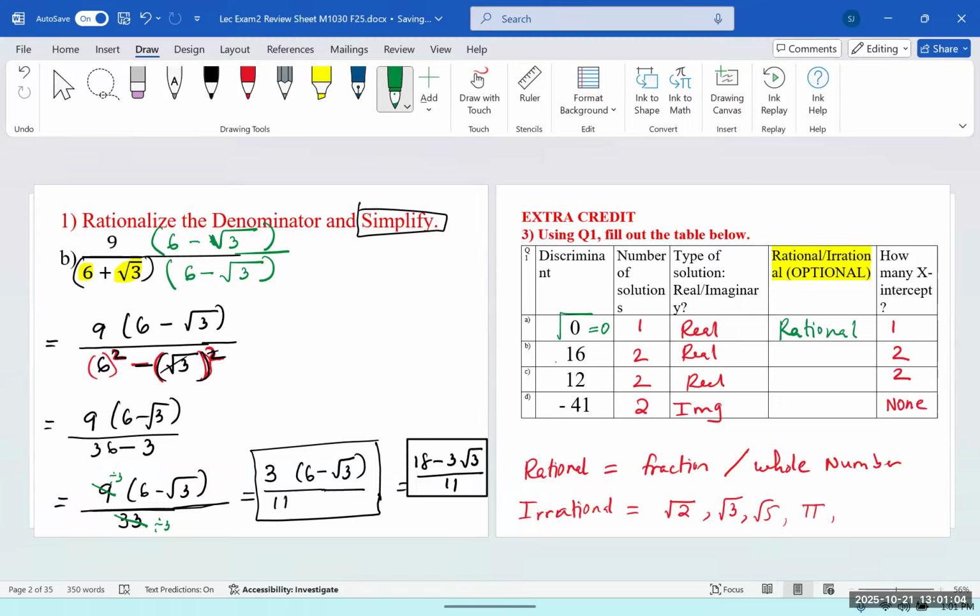We have 16 under the radical. Square root of 16, can you reduce it? What do you get? 4. So is it rational or irrational? Rational. 12 is under the radical. Can you reduce completely? Not completely. We still get some portion that is not reducible. So it is irrational. And lastly, square root of negative 41. Can you reduce it into a whole number? No, so it is irrational.